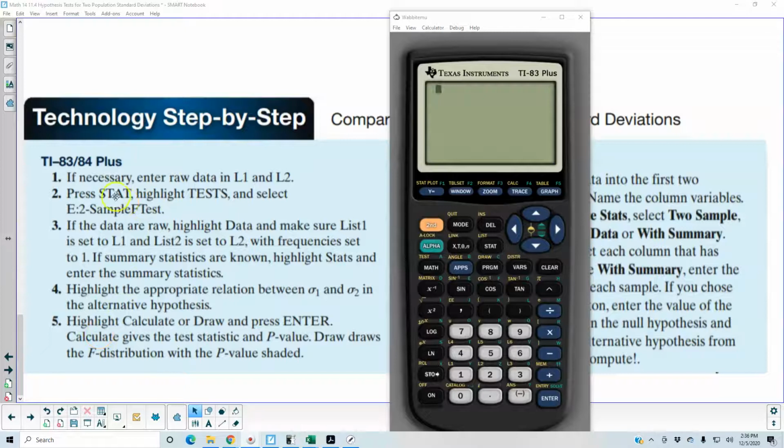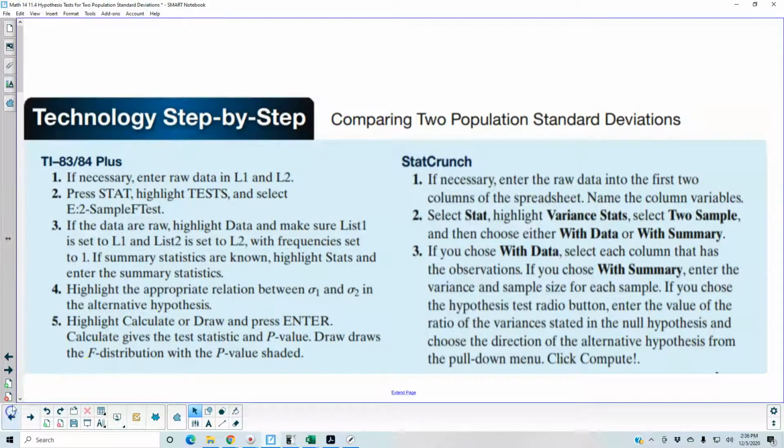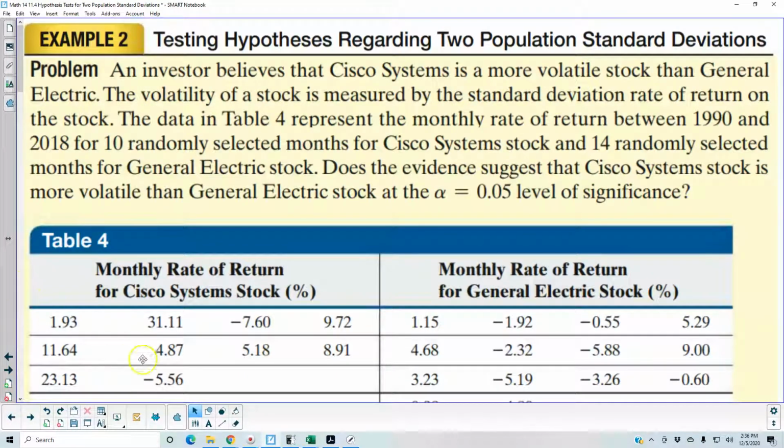So for example 2, I'm going to show you the technology step-by-step for the TI-83/84 Plus. So the first thing we have to do is enter the necessary information into L1 and L2. So let's take a look at the data here.